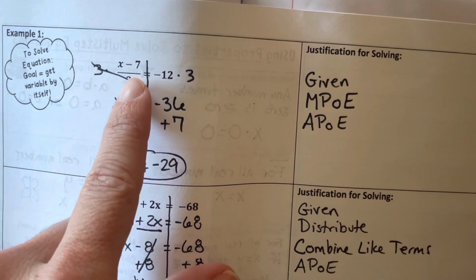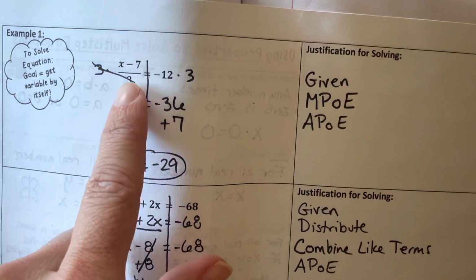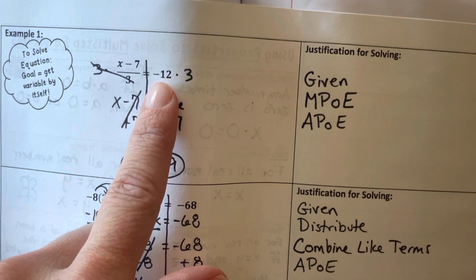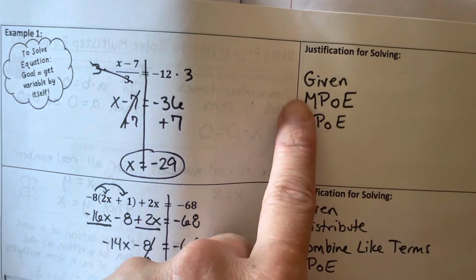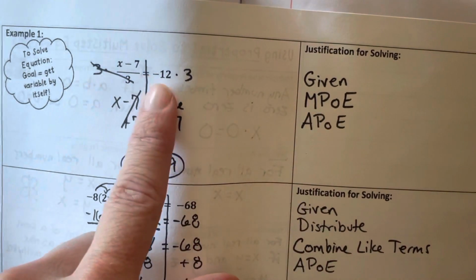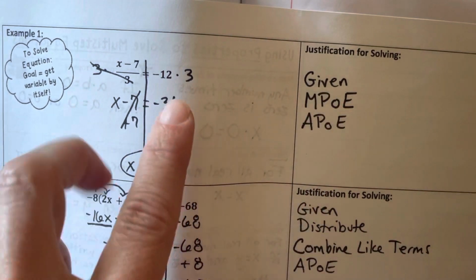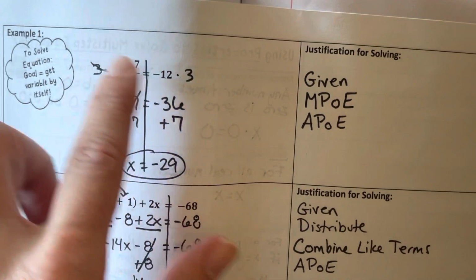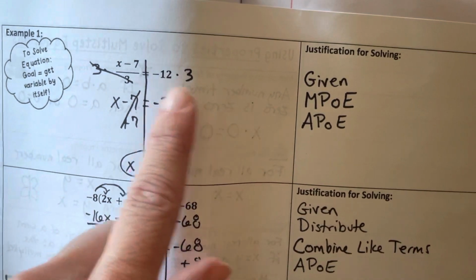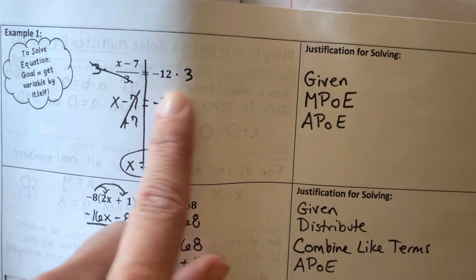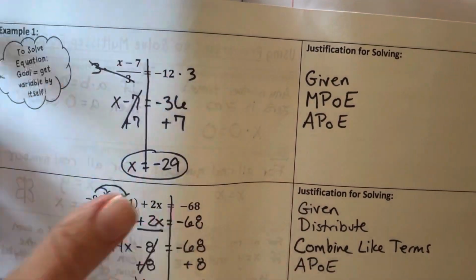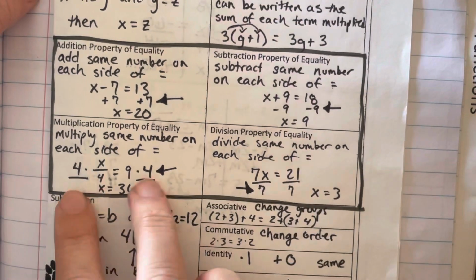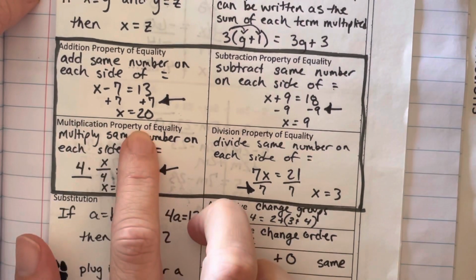So if we look at the original problem, and I've already worked these out, it's x minus 7 over 3 equals negative 12. Well, that's given. So your first step is always going to be, okay, I was given a problem. And then after that, what do I do to solve this? Well, the first step I would take is to multiply each side by 3. What property tells me I can do that? I'm multiplying by 3 on each side. So if we look back at our list of properties here, the fact that I can multiply something on each side, that's the multiplication property of equality.